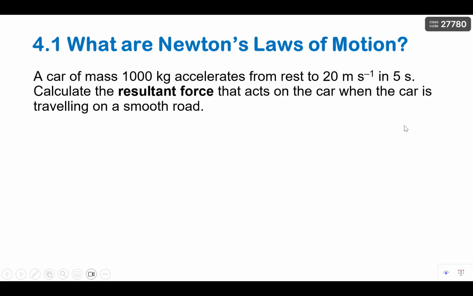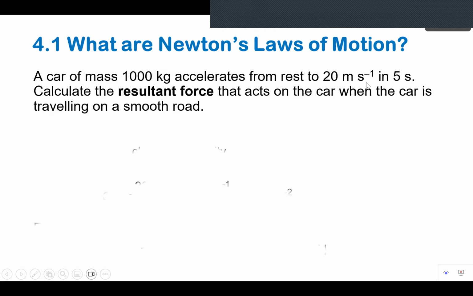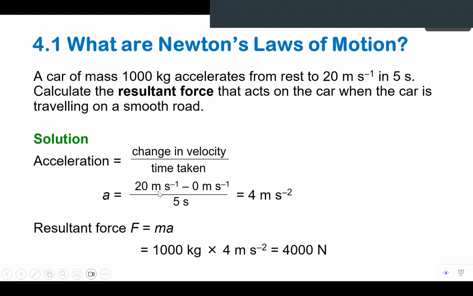I know that there is a formula for calculation of resultant force, F equals ma. Okay, I have the mass, but I need to calculate the acceleration. So the acceleration is not 20, this is the speed, the final speed from rest to 20 meters per second. So the first step I need to do is calculate the acceleration.